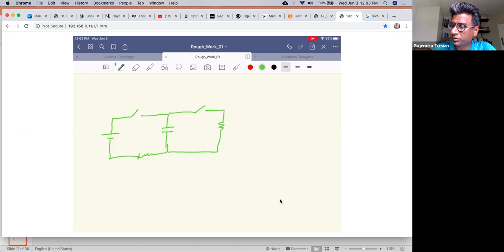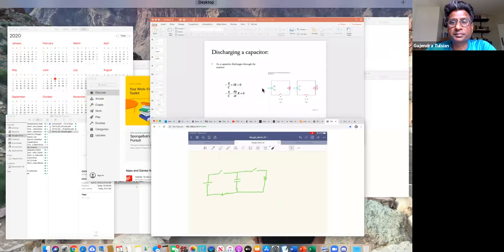So for instance, you can close this switch. This is your flash bulb circuit in your camera. You close the switch, you charge the capacitor. Once the capacitor is charged, you open the switch. And now when you're ready to take a picture, you can close the switch and discharge all this energy through this flash bulb. So now we are interested in this portion of the circuit. How does this capacitor discharge through this resistor? That's what we're going to look at.